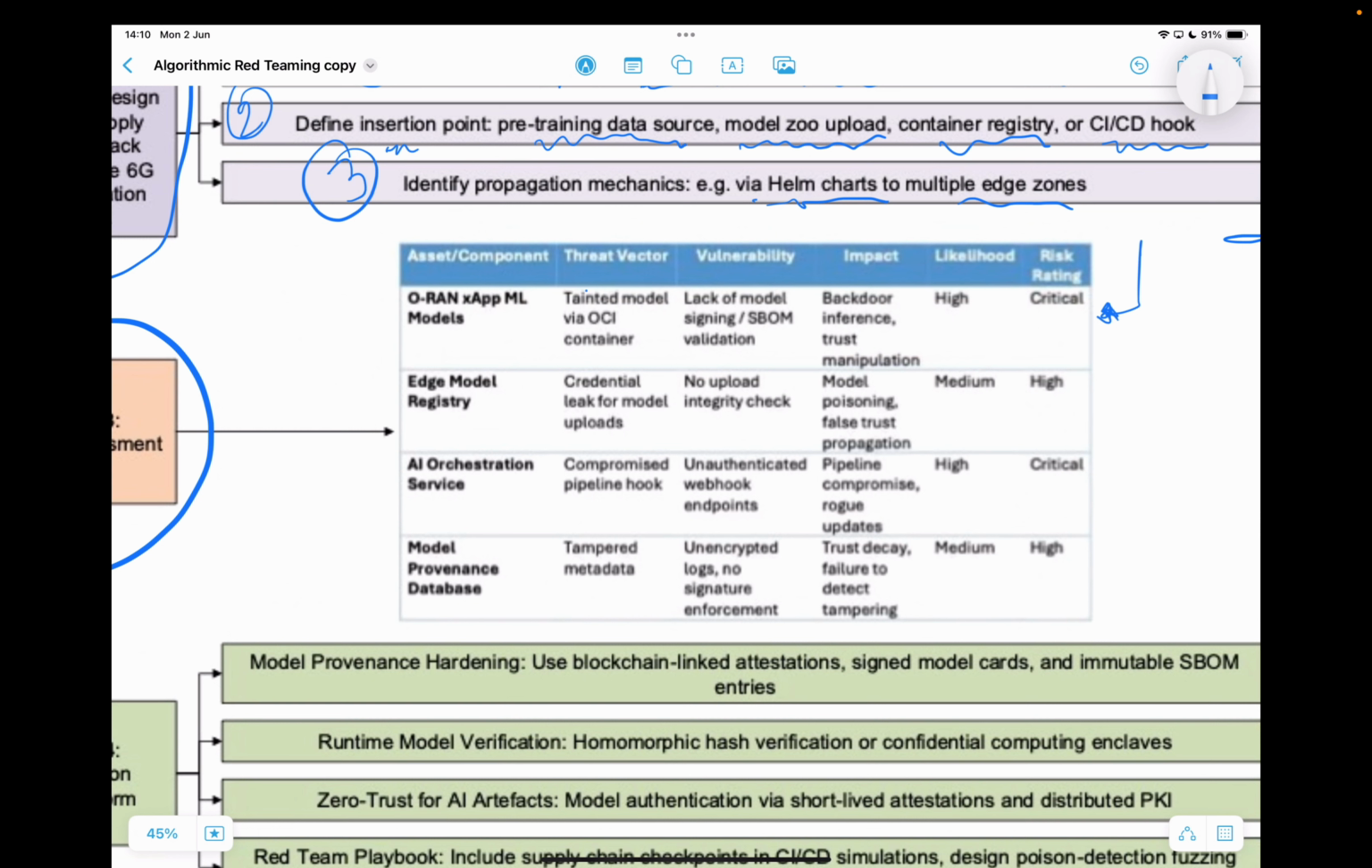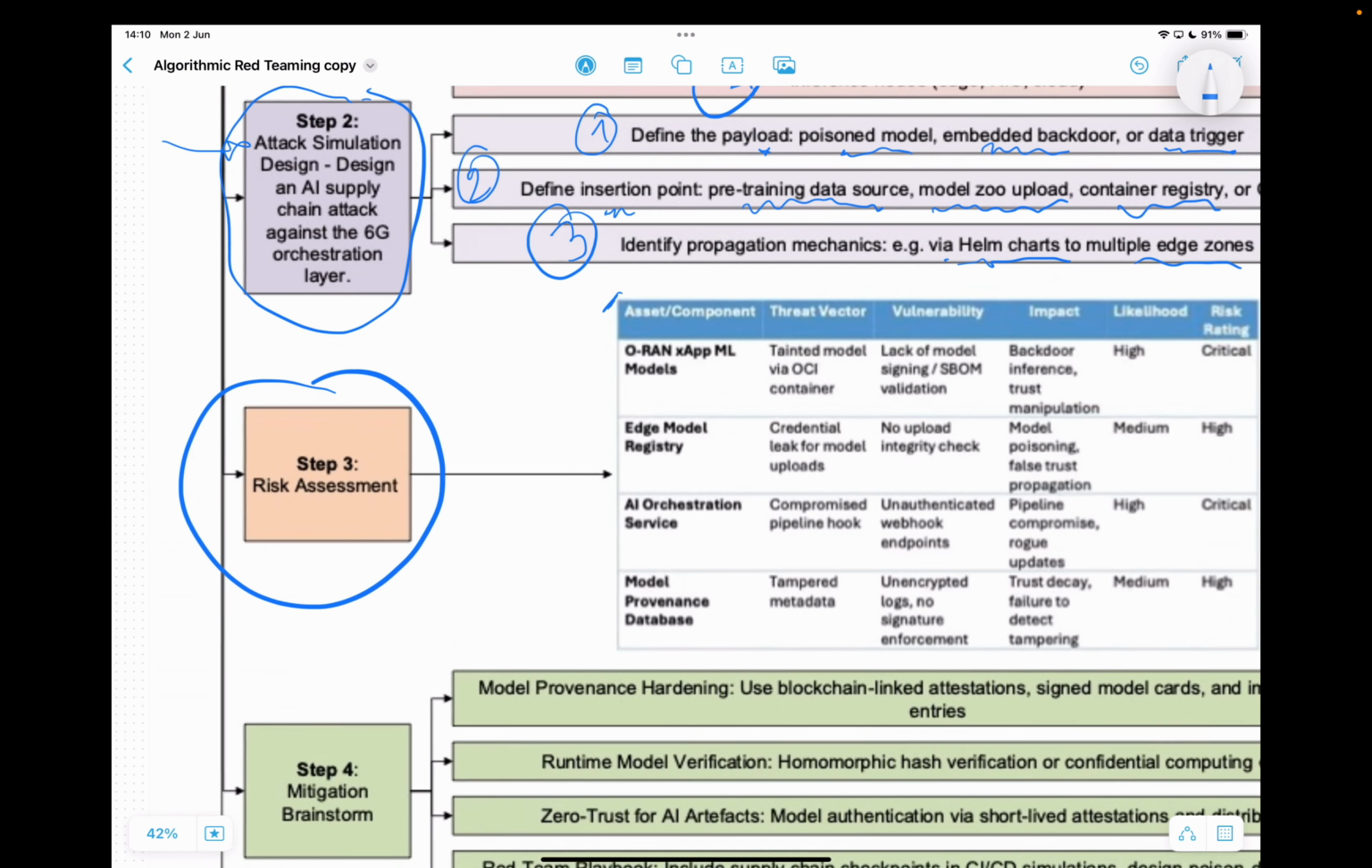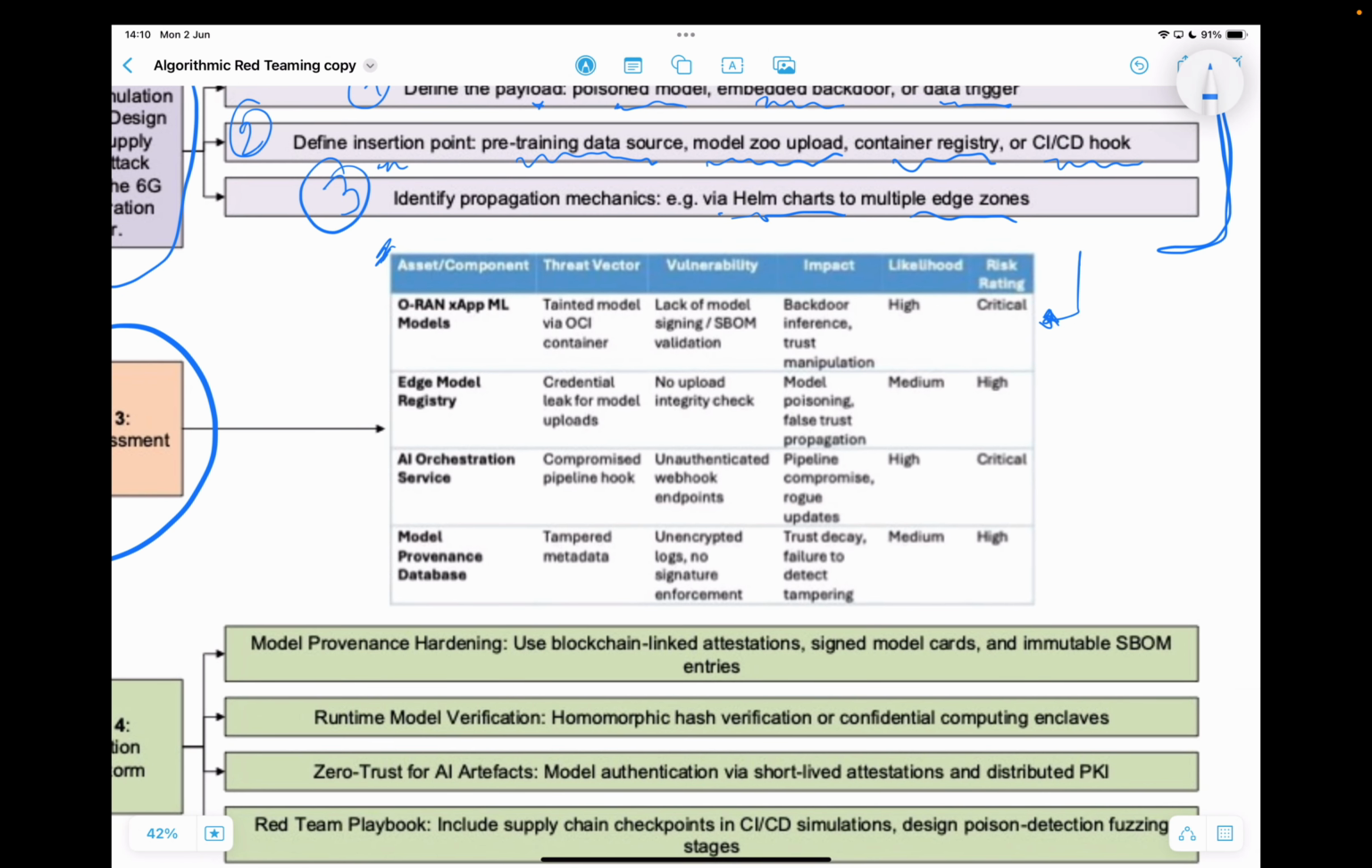But the asset components, here we're looking at the risk assessment. We're looking at the asset component, threat vector, vulnerability, impact, likelihood, and risk rating.